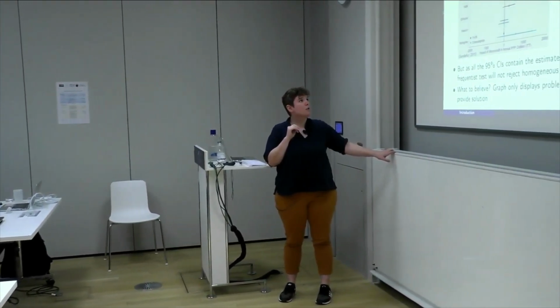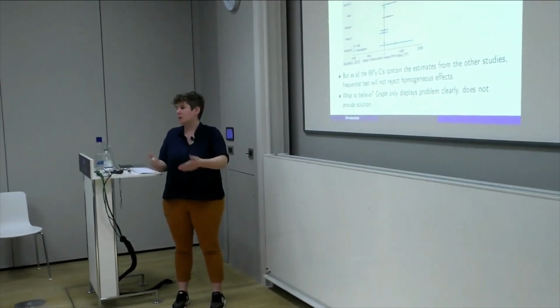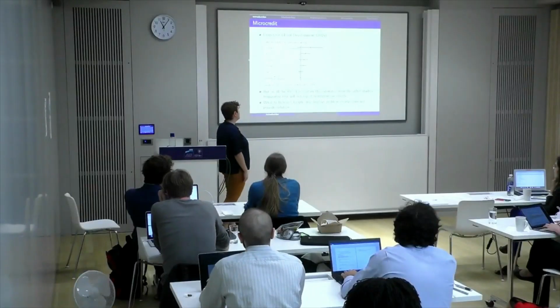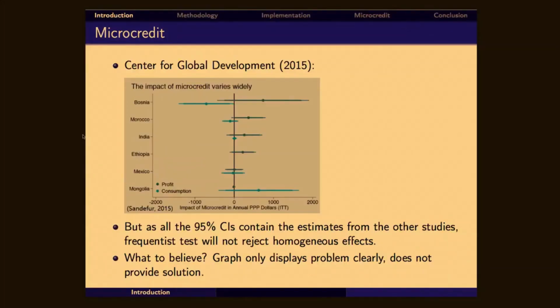In 2015, six new RCTs that all essentially expanded access to microcredit services were published in the AJ Applied in a special issue. And Justin Sandefur, the Center for Global Development, made this graph where he's graphed here the different countries in which the studies were performed. And then the dots are the treatment effects. The dark blue is profit, the light blue is consumption. And then the error bars are the 95% intervals, I think.